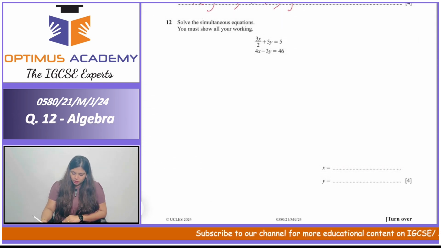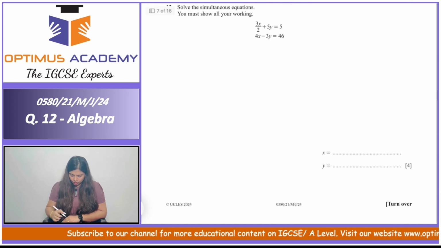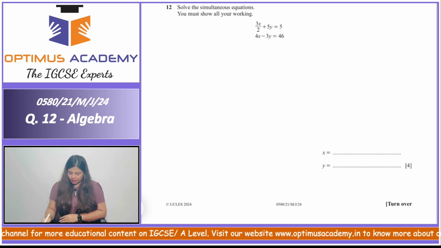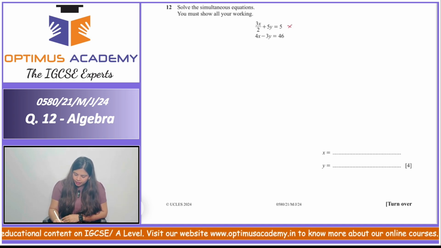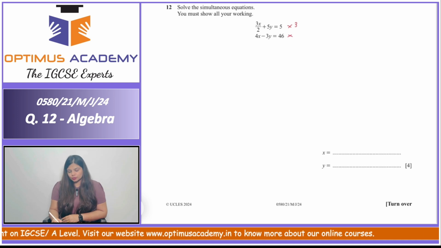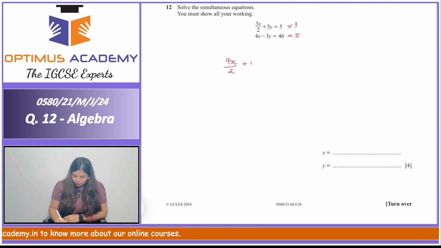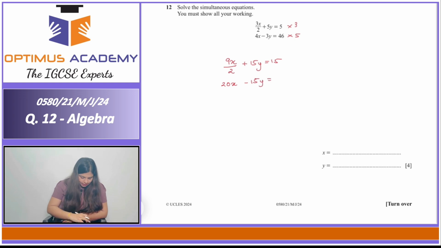Starting with question 12, solve these simultaneous equations. You must show all your working. So, here we have 2 equations. In both the equations, we can see that the variable y has different signs. So, in the first equation, we are going to multiply by 3. And in the second equation, we are going to multiply by 5. So, after multiplication, the first equation is 9x upon 2 plus 15y equals 15. The second equation would be 20x minus 15y is equal to 46 into 5. That would give us 230.